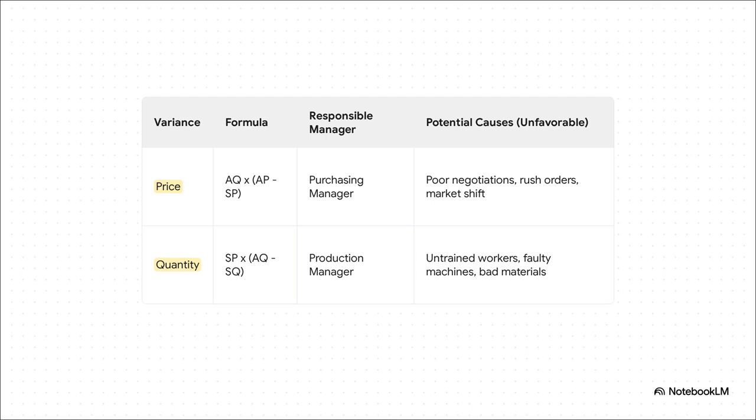And here it is, your ultimate one-page study guide for direct materials variances. It has everything: the variance type, the short formula, the manager who's on the hook, and the most common reasons things go wrong. Burn this into your memory. This is everything you need in one clean table.